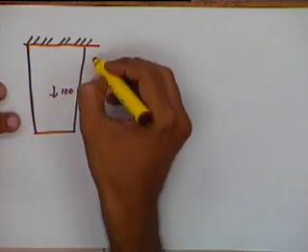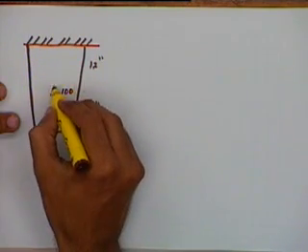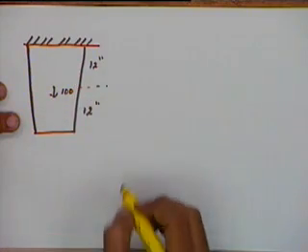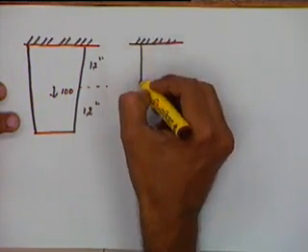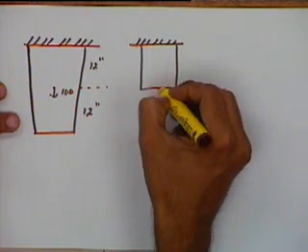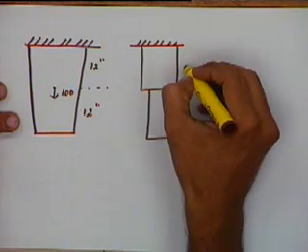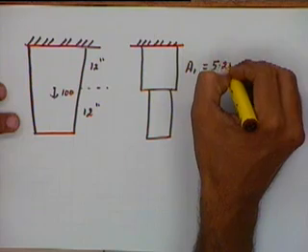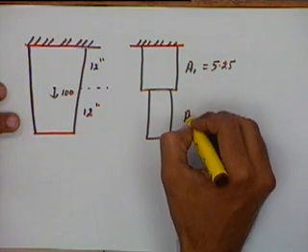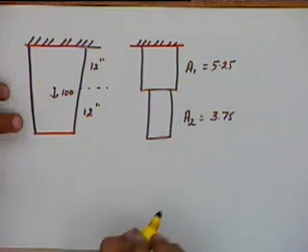This is a force of 100 pounds, this distance is 12 inches, the lower distance is also 12 inches, and this we are approximating by two elements of this type. The area of cross section for this was, if I remember correctly, 5.25 square inches. The area of cross section for this was 3.75 square inches.